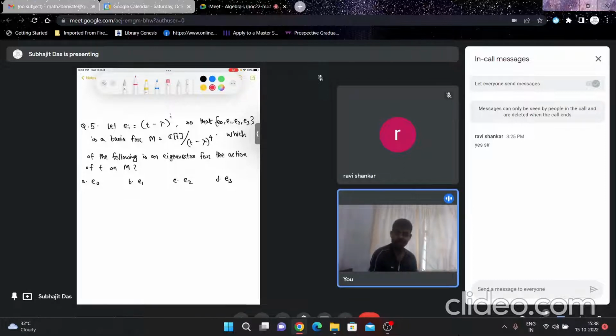You already know what C[t] modulo (t minus lambda) to the power 4 is, and you are taking e_i as a polynomial in C[t], and you are taking its image in the quotient. You are taking its corresponding coset in this quotient M. So M is this particular C[t] module, and you are taking this basis. Which of the following is an eigenvector for the action of t on M? We already know that we have an action of t on M, which is just multiplication by t. We just need to determine which one of them is an eigenvector for the action of t on M.